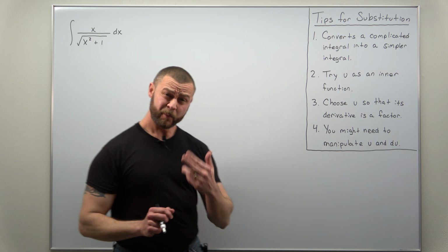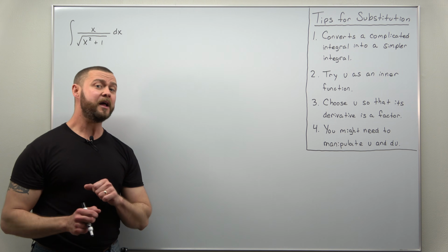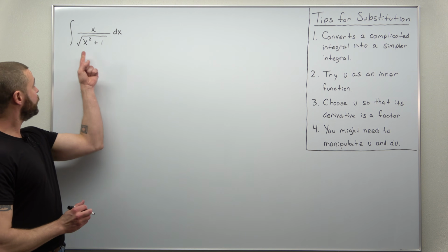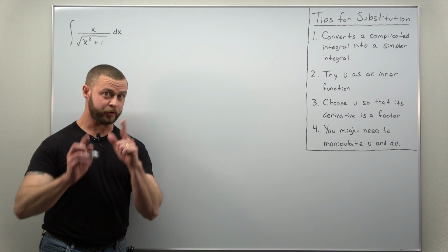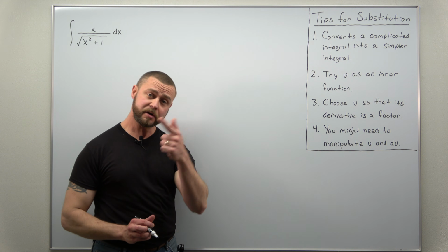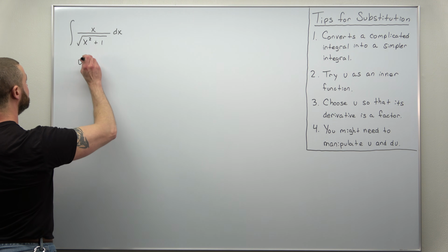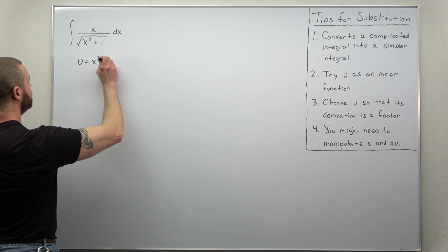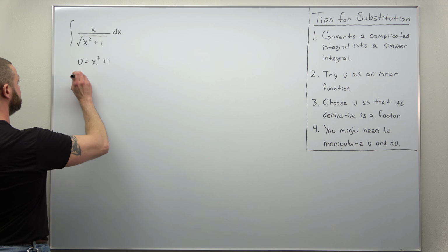This one, we don't really have a lot of choices for what we might try for our substitution, but notice in the denominator, we have x squared plus 1 inside the square root. So tip 2, try u as an inner function. So let's try u as the inside, x squared plus 1.